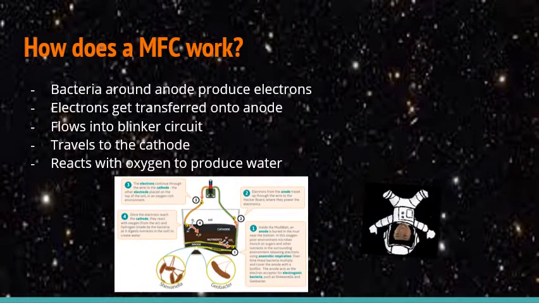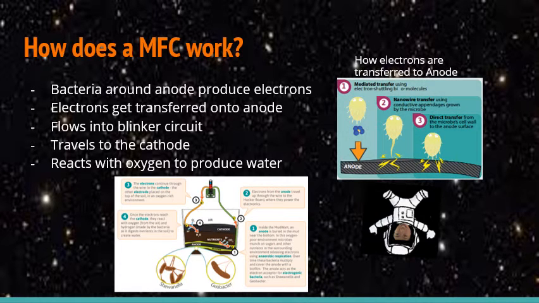On this slide, I will briefly explain how a MFC works. Bacteria in the soil near the anode eat nutrients and poo electrons. These electrons are transferred onto the anode through 3 different ways. The first way is through mediated transfer, where another biomolecule is used to transfer it. The second way is through nanowire transfer, where they use their tails to connect to the anode. The last way is through direct transfer, where they directly touch the anode.